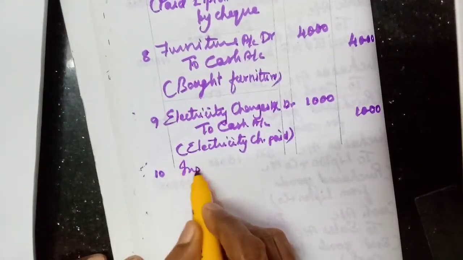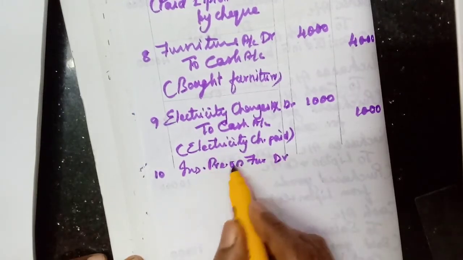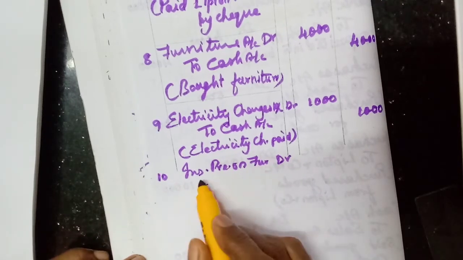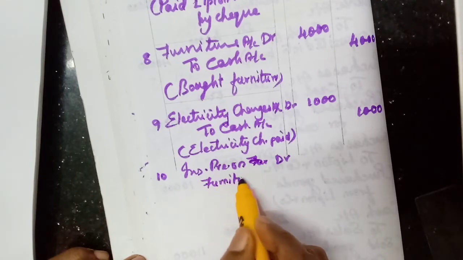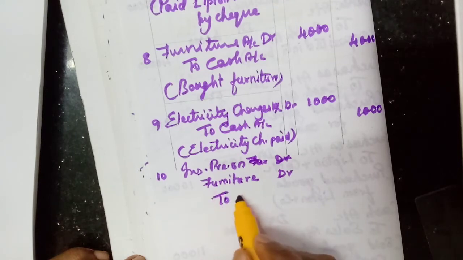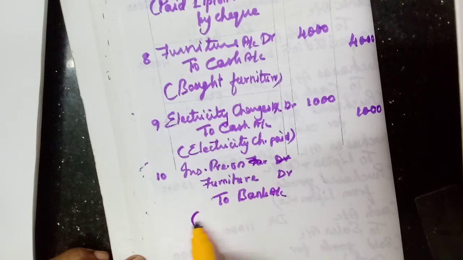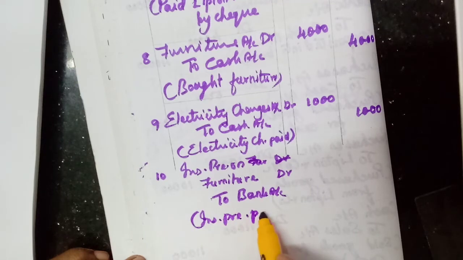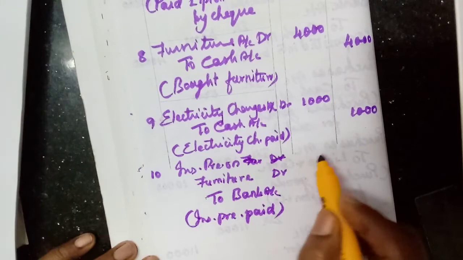Insurance premium on furniture account debtor. You write fully. Even if it comes next line also, no problem. Like this, if it comes, then here you write debtor. Then to Bank. Then insurance premium paid, or paid insurance premium. Amount is 300.